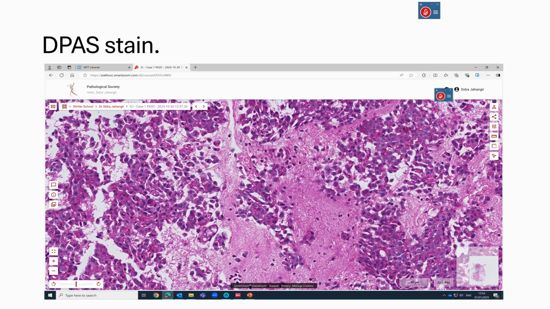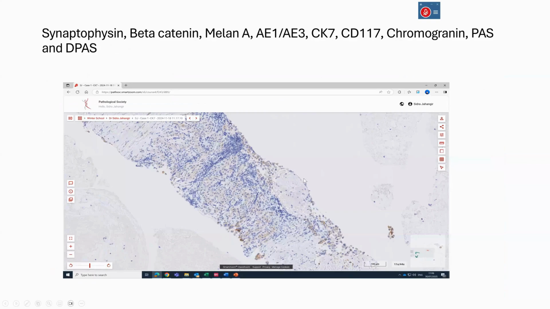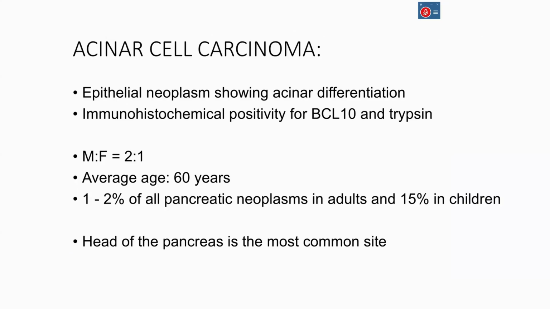So monotonous tumor, aggressive, radiologically large tumor mass with PAS and DPAS positive. This is CK7, which is almost negative for us. We did a couple of other immunos, including Melan-A, beta-catenin, CD117. These stains were also negative. So our favored diagnosis on the basis of clinical information, radiology, morphology and immunoprofile is acinar cell carcinoma.